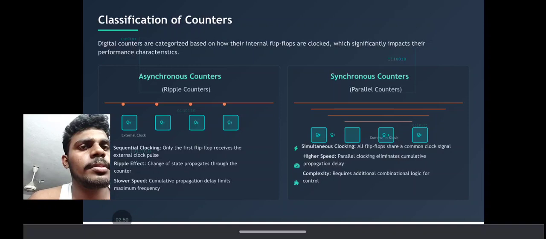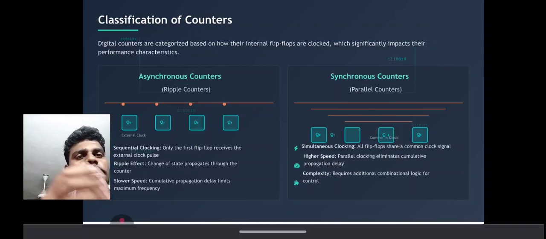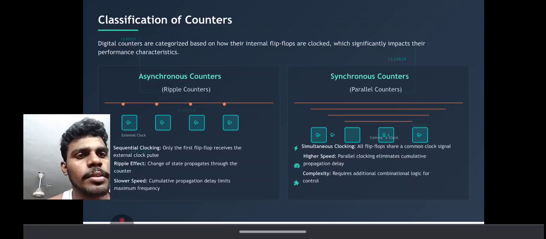Synchronous counters are the difference. This is a ripple counter and this is a parallel counter. In a synchronous counter, all flip-flops share a common clock signal. One is low speed, this one is higher speed. The parallel clocking eliminates cumulative propagation delay, but it requires additional combinational logic for control.